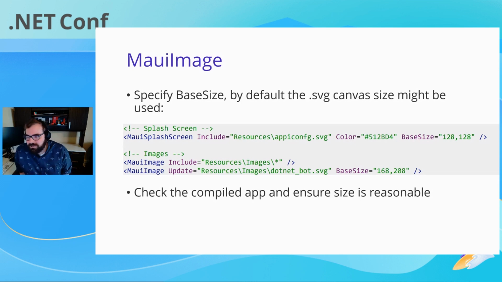Same thing if you're using a JPEG or a PNG. Make sure you use a base size. The way to check this is to check your app. If it's an Android APK, you can just unzip it and look at the images inside, right? And see, do these sizes make sense?